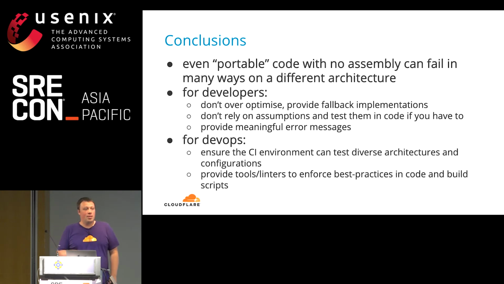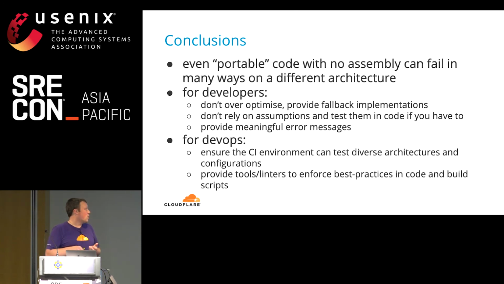So that's basically it. The conclusion here is that even portable code with no assembly in it, even code written in Python, can fail in many ways on a different architecture. For developers, the advice is: don't over-optimize. Provide a fallback implementation if you over-optimize. Don't rely on assumptions. State them in code, not in comments. And if your assumptions do not hold, provide meaningful error messages so people immediately see the problem. "Cannot allocate memory" is not a meaningful error message with plenty of memory in the system, right?